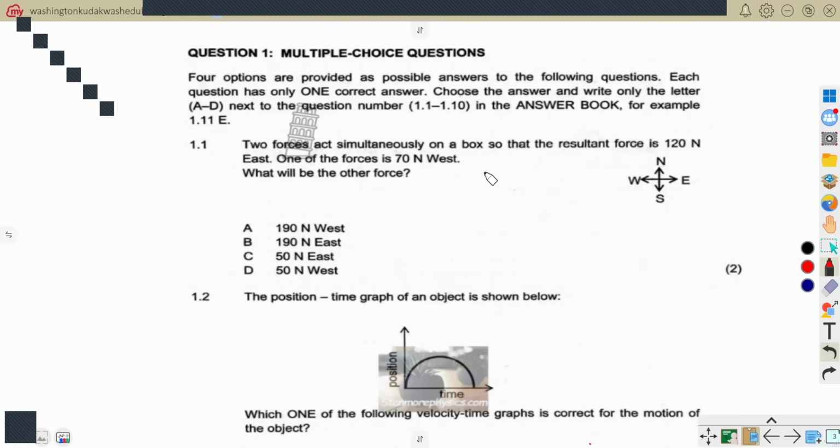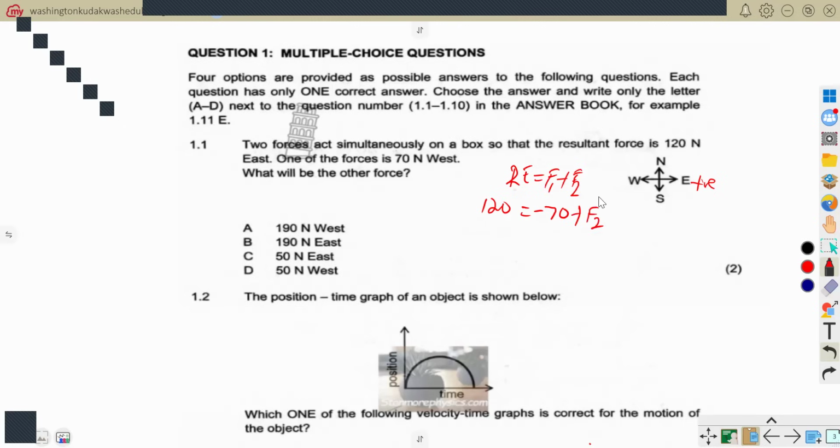So the first thing that we need to do is to define what a resultant force is. A resultant force is the sum of the two forces that are acting on that box. So here we can define our direction. We will choose east as positive. So our east direction is positive, so this 120 would be positive. And then we are given the 70 newtons, which is going west. That would be negative, so that would be negative 70.